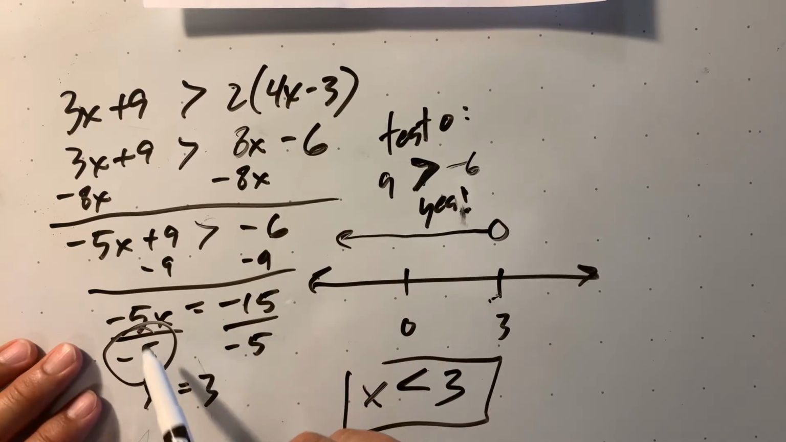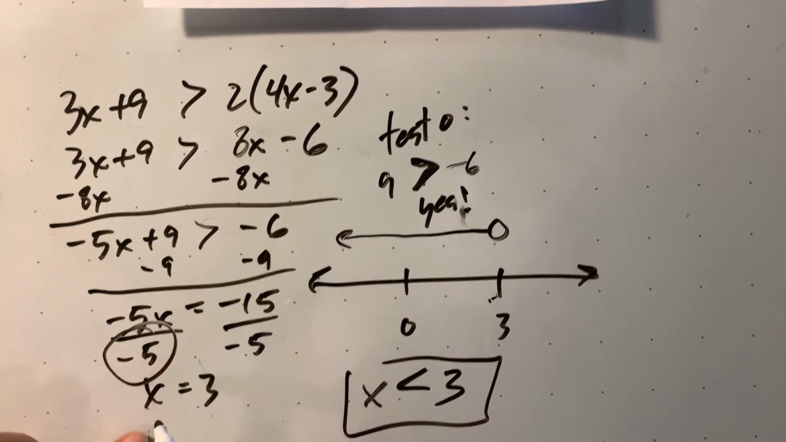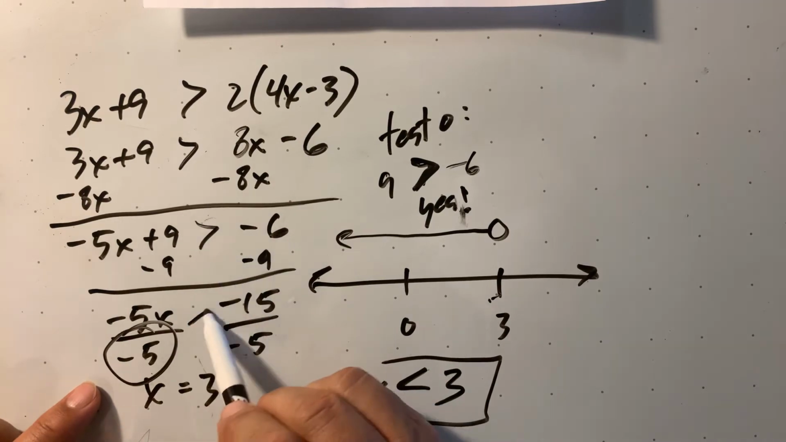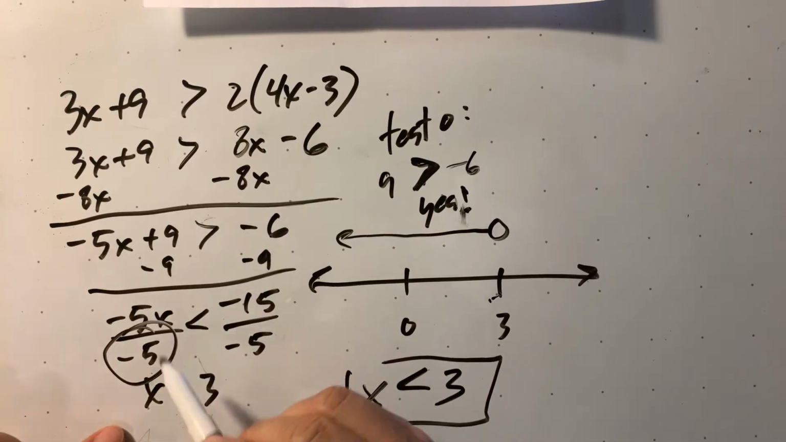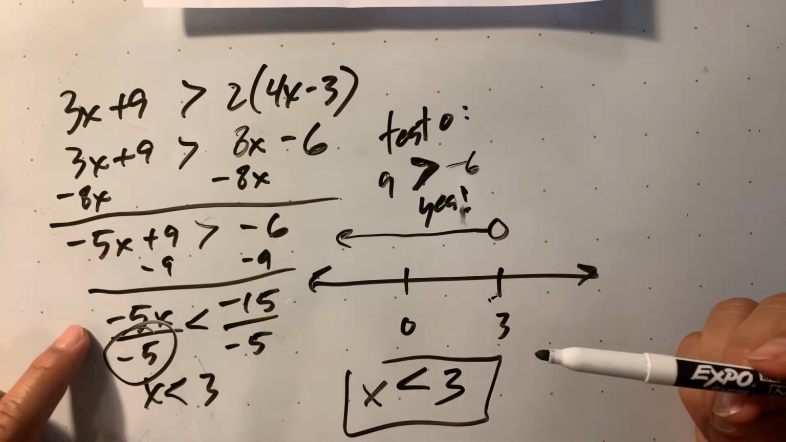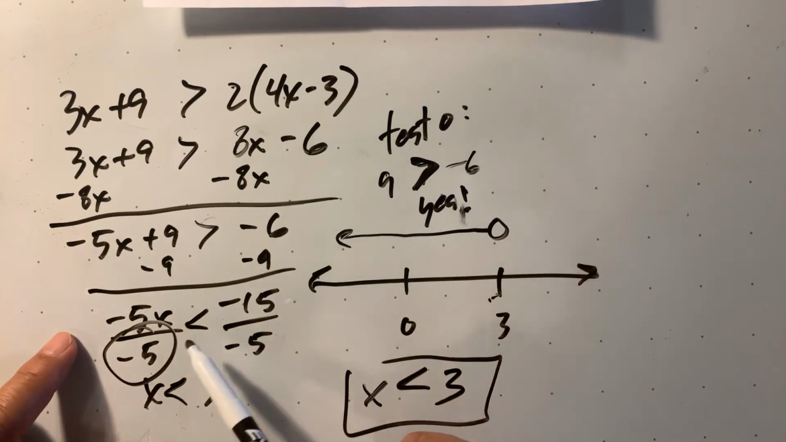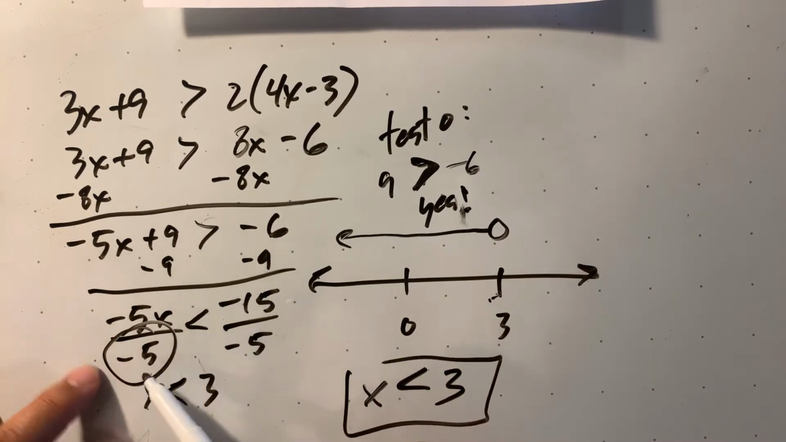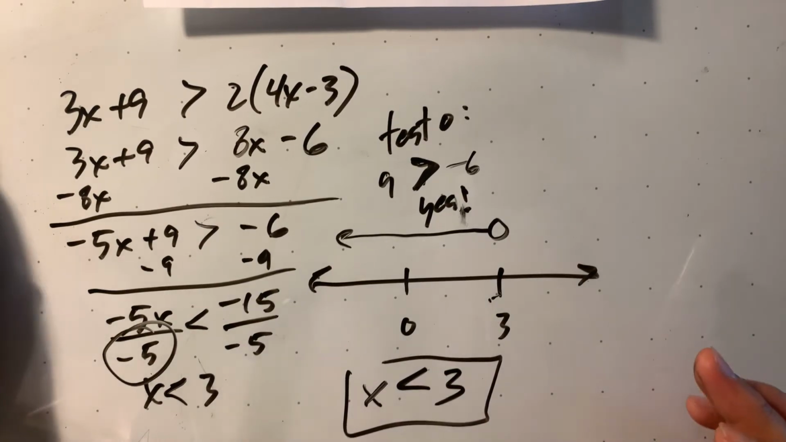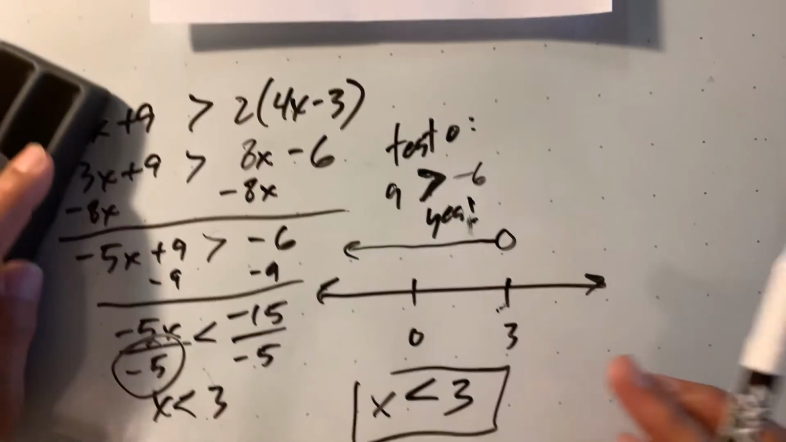If you divide or multiply to solve for x at any point, if that sign is negative, then what you need to do is switch the sign's direction. So that's why this ends up being x is less than 3. And here's the proof when we tested 0. So just remember, if you want to solve this without doing the test point, you need to change the sign anytime you divide or multiply to solve for x by a negative number. You're going to change the sign.